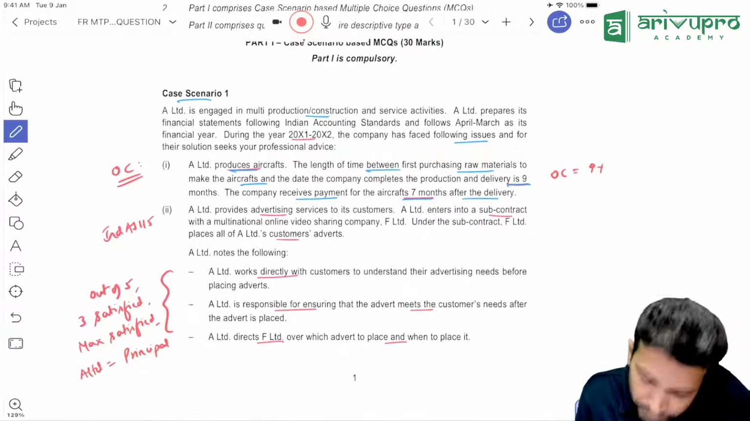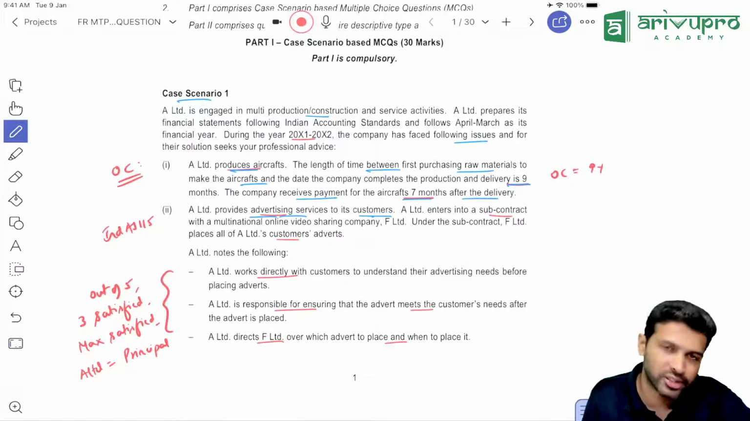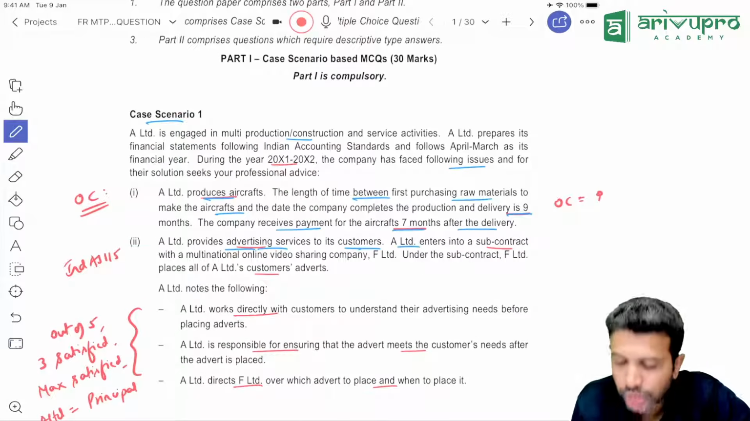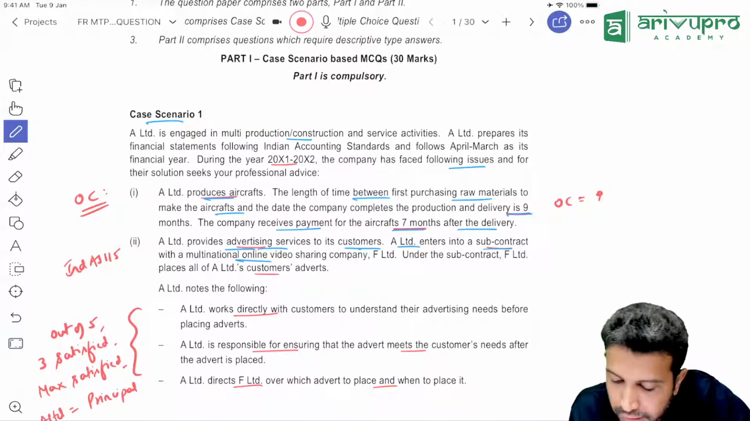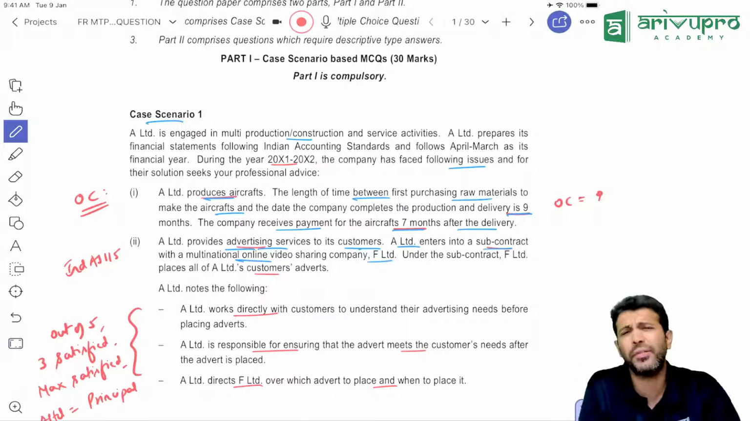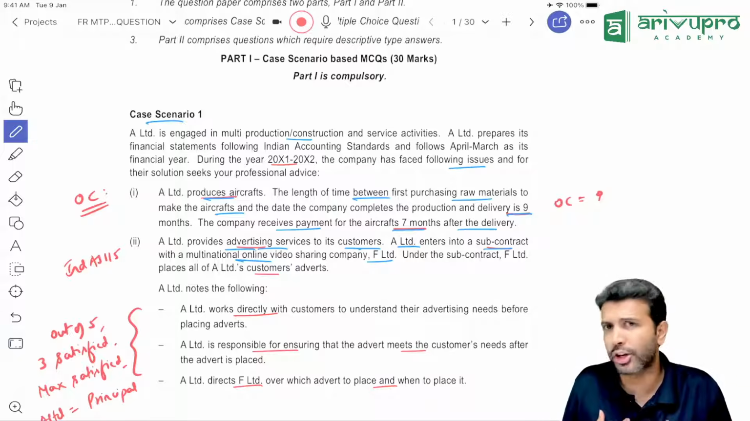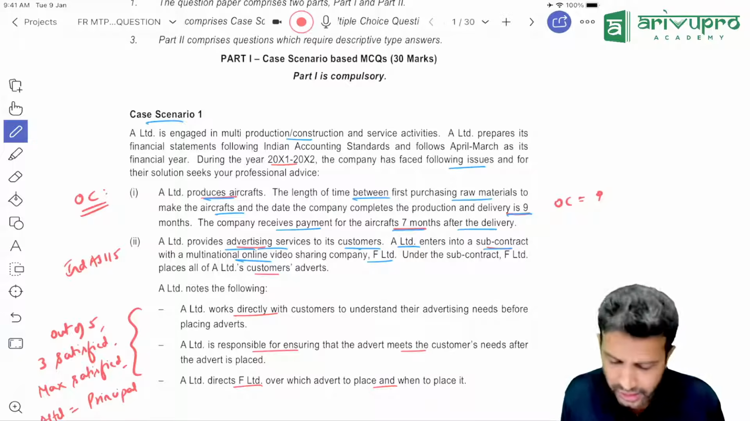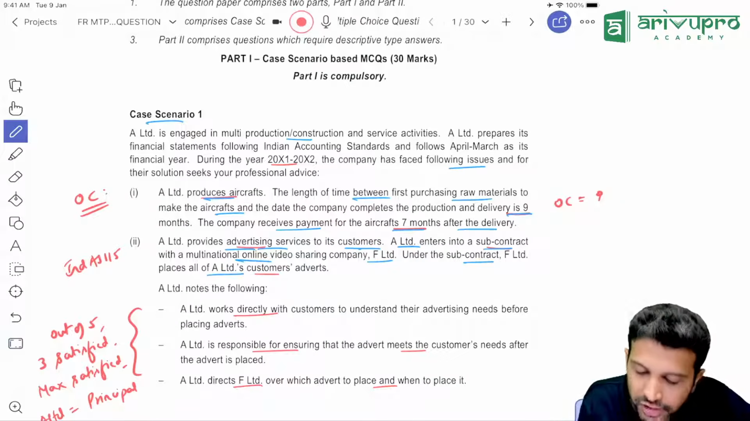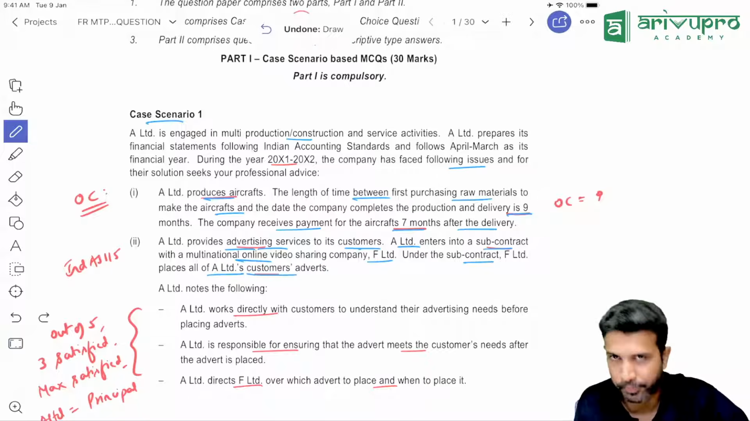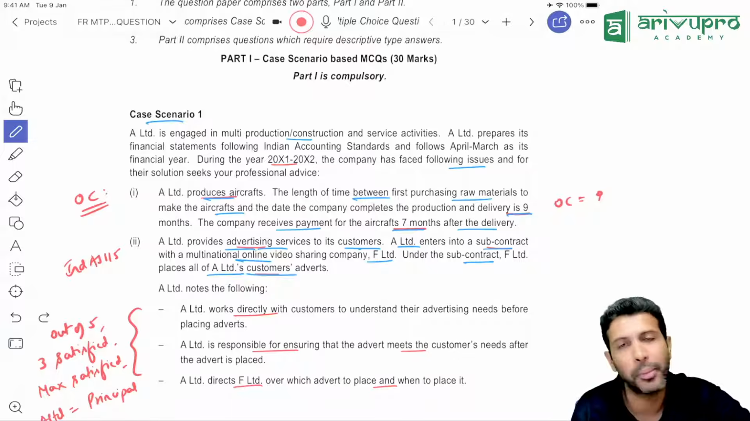Next, to the same question, one more part is given. A Limited is providing advertising service to its customers. Through this arrangement, A Limited enters into a subcontract with a multinational online video sharing company, F Limited. Though we are giving the advertisement service to a customer, we may not be in a position to do all the activity. Some we have outsourced to another entity called F Limited. Under the subcontract, F Limited places all of A Limited's advertisements. F Limited publishes all the advertisements. That's their responsibility.